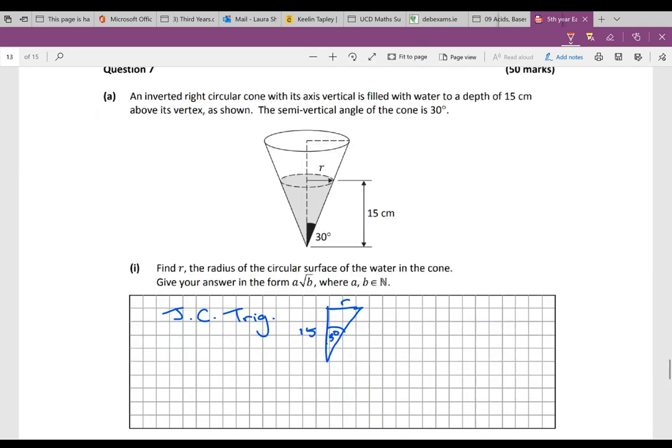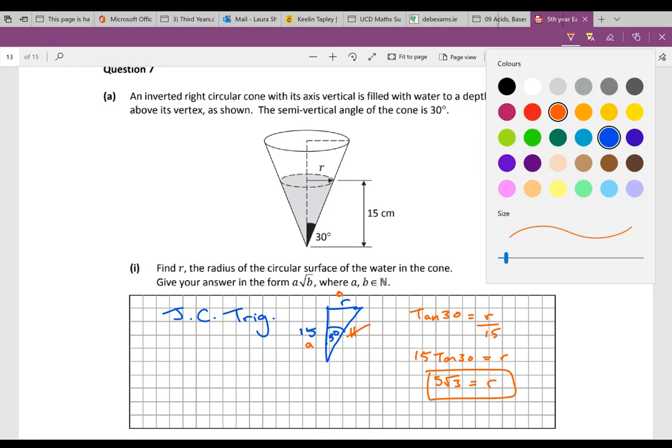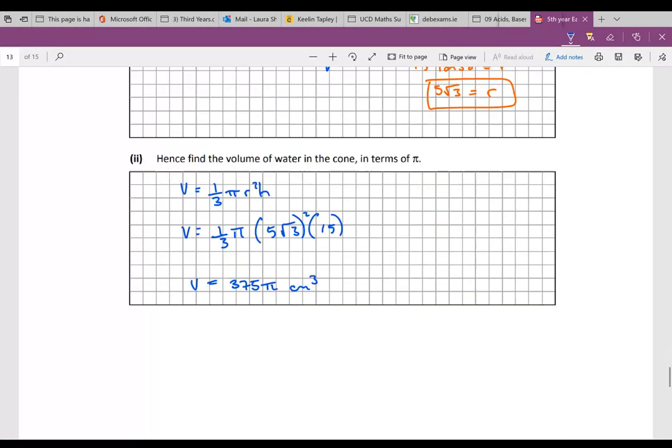Right, the next one, some of you said that we haven't done trigonometry yet. True, but you have done trigonometry for your junior cert. We know that this is H, that's O because it's opposite the angle, and that's A. So I've nothing about H, I'm using O and A, so I've got tan of 30 is equal to R over 15. So 15 tan 30 is equal to R, and that can simply go in your calculator. You will get that 5 root 3 is equal to R. And again, yes, we haven't done that, but that shouldn't be of any difficulty to you.